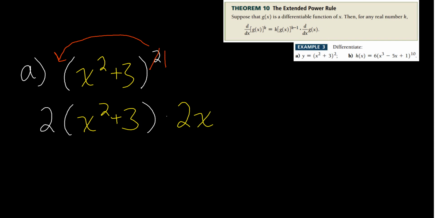And then, of course, the 2 and the 2x multiply with each other, so we get 4x, and then x squared plus 3. And that's it. That's A. That wasn't too bad.